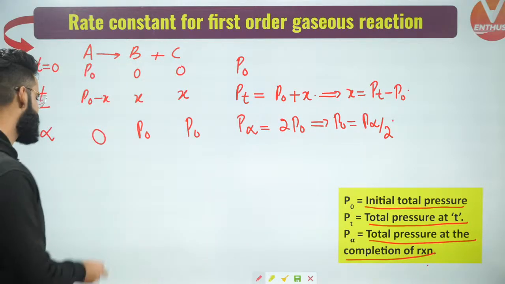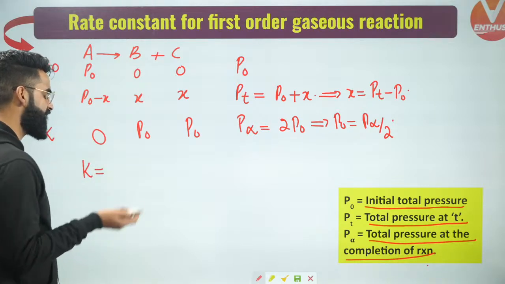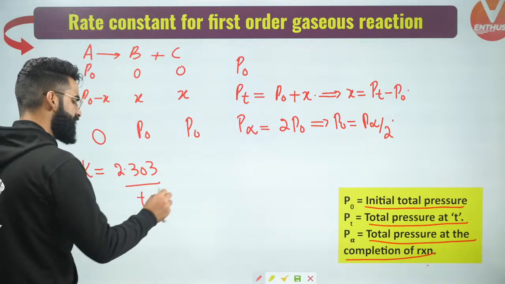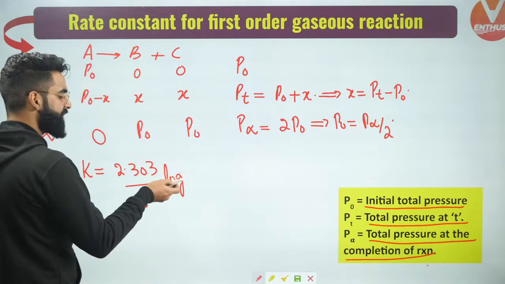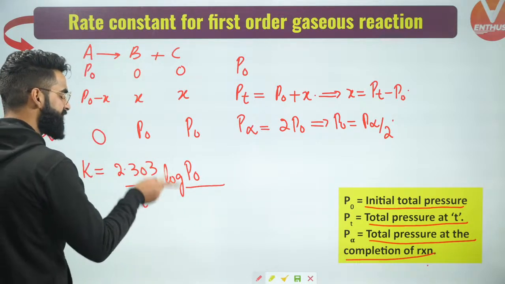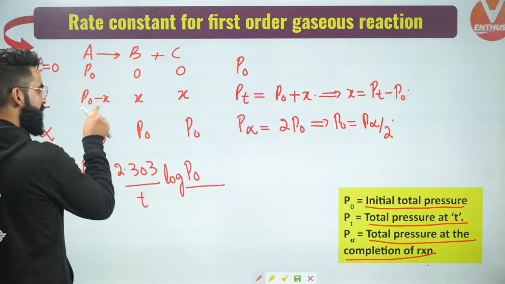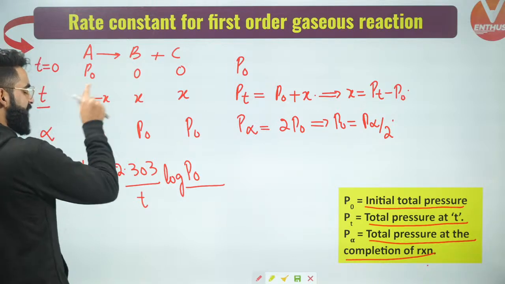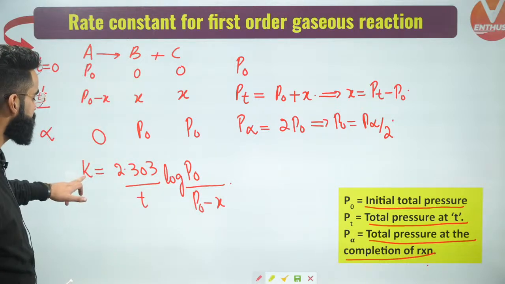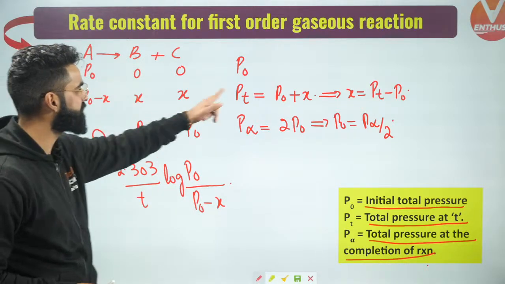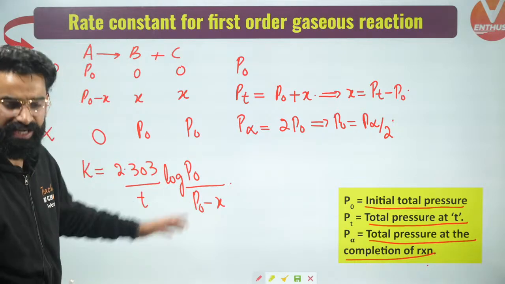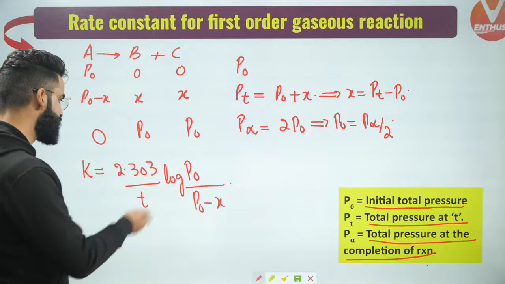Now people, if I write the integrated rate equation again for the first order gaseous phase reaction, isn't it going to be 2.303 divided by T, log of initial concentration of reactant? Instead of that, I'm writing initial pressure of reactant divided by the concentration of reactant left at time T, which is the partial pressure of reactant left at time T, P naught minus X. But now I'm going to write the expression of K in terms of PT and P infinite. So I don't need these P naught values right here. I need to eliminate these P naught. Now how will I be eliminating these P naught values?